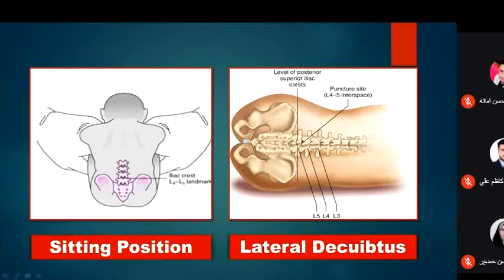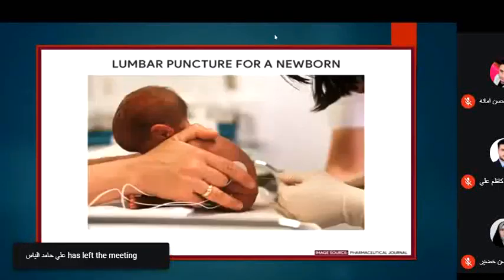So we can palpate the vertebrae and the spine, and above the level of the posterior superior iliac crest is L4, L5. We can do it at L3, L4, or L4, L5. So this is a lumbar puncture in sitting position for a newborn.